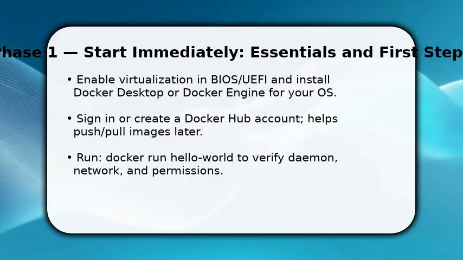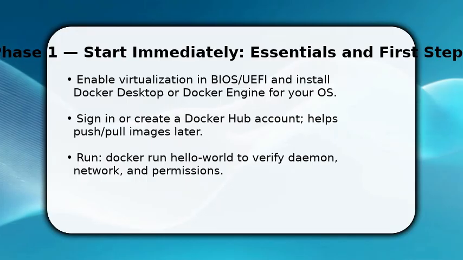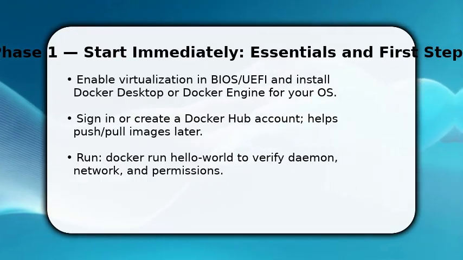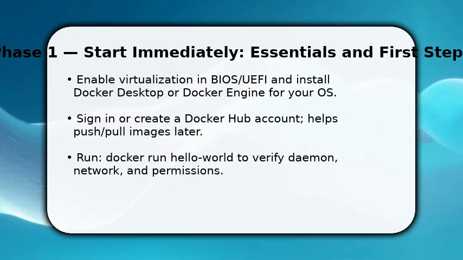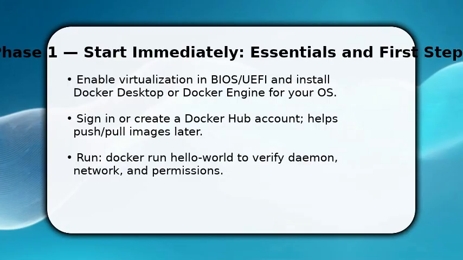You start by verifying prerequisites. Enable virtualization and install Docker Desktop or Docker Engine now. Once installed, sign into Docker Hub so you can push images later. Then run docker run hello-world to confirm the daemon, client, and networking are working together. This gives immediate feedback and a small container log. If that succeeds, you know your environment is ready.